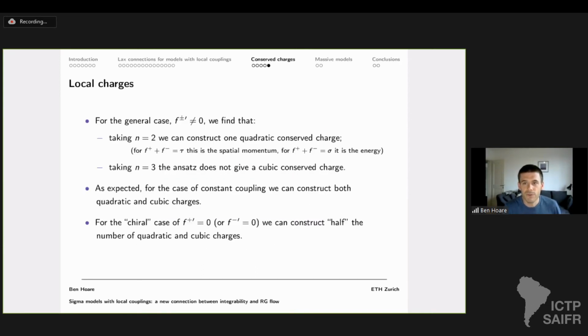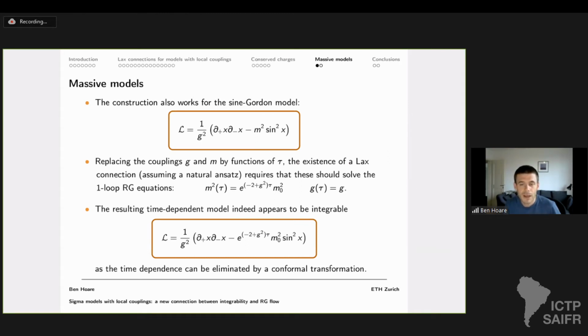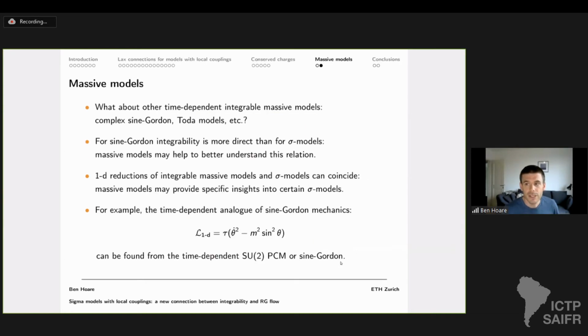And let me just briefly mention something about massive models. So I think this is quite important. The construction also works for the Sine-Gordon model. So if you replace the couplings G and the mass M by functions of tau, where these functions are basically specified by the one-loop RG equations, then this resulting time-dependent model appears indeed to be integrable. And actually, the relation is much simpler in this case compared to the sigma models, because this time dependence can be eliminated just by doing a conformal transformation. So this is strongly suggestive that these massive models may help to give a better understanding of this relationship, the integrability of these models with local couplings.